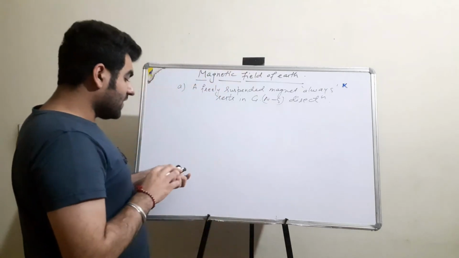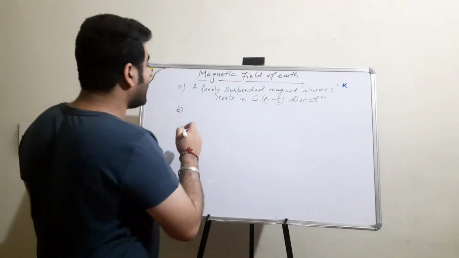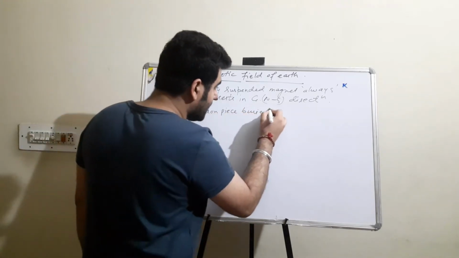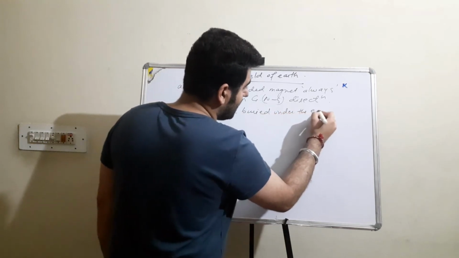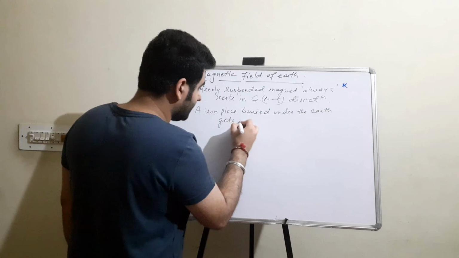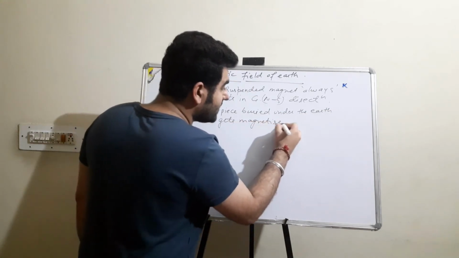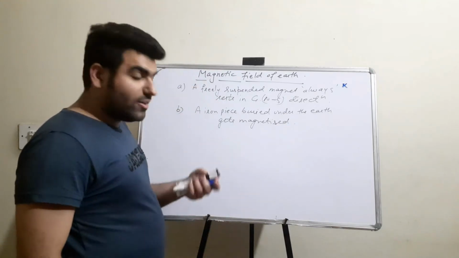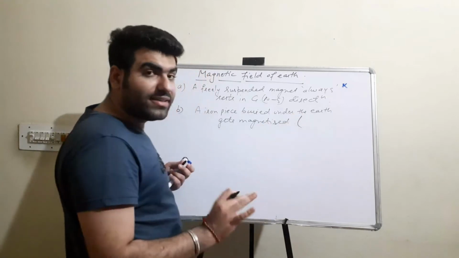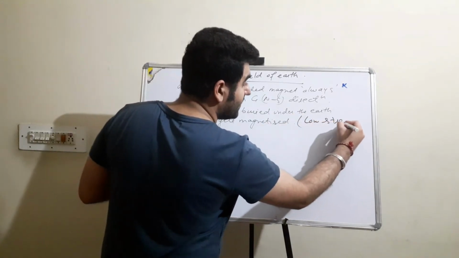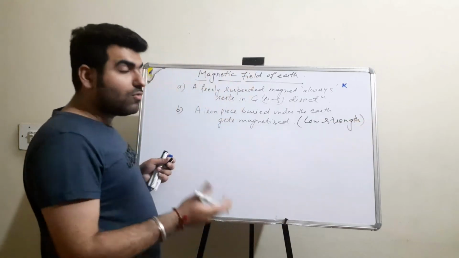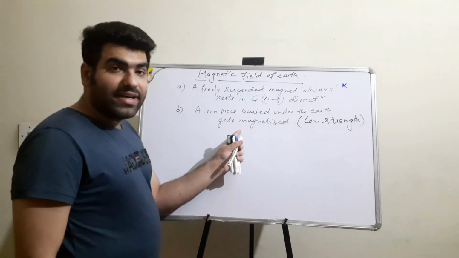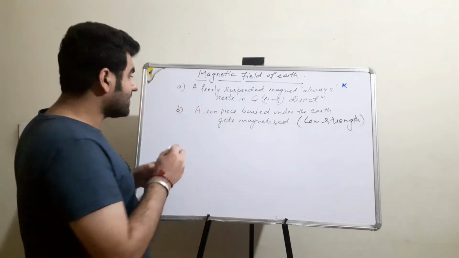Alright. Now, the second evidence is that an iron piece buried under the earth gets magnetized. This is the other proof: if we bury an iron piece a few meters down in the earth, then it will get magnetism, but the strength of the magnetism is very, very low. But since there is this property of magnetism, what has created it? It is the earth's magnetic field that has magnetized that iron piece. That is the second evidence.